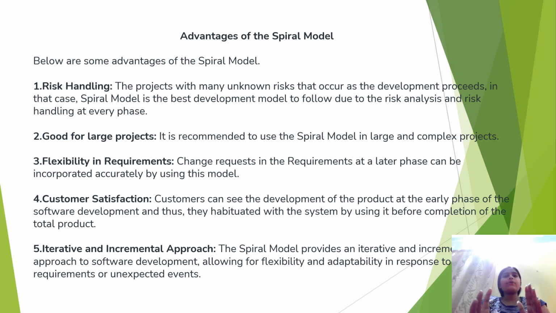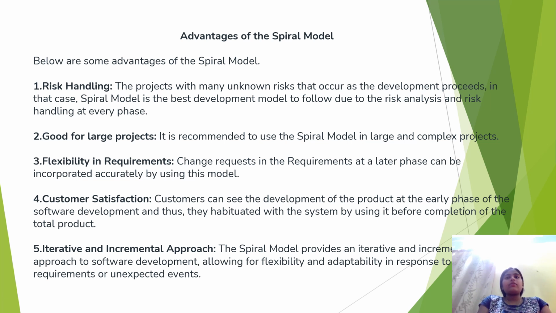Good for large projects. It is recommended to use the spiral model in large and complex projects. Flexibility in requirements. Changes to the requirements at a later phase may be incorporated by using this model. Customer satisfaction. Customers may see the development of the product at an early phase of the software development, and thus they become familiar with the system by using it before completion of the total product. Iterative and incremental approach. The spiral model provides an iterative and incremental approach to software development, allowing for more flexibility and availability of feedback.